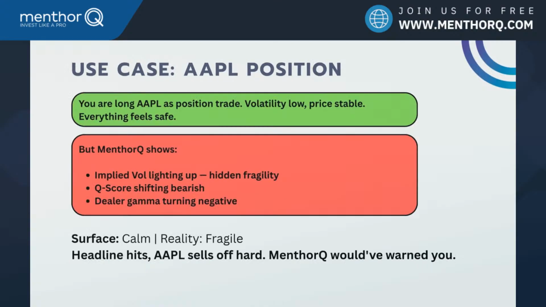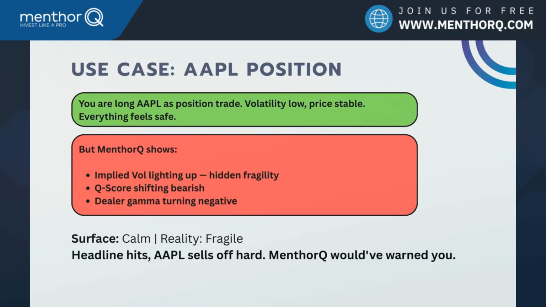So let's go through a very quick example. You are long Apple as a position trade. Volatility is low and everything looks good. Price action is stable and everything feels safe. But then you open up the MenthorQ dashboard, and you see that implied volatility is actually increasing. The Q Score options, as we showed you before, goes from bullish to bearish, and we see big negative positioning, and dealer gamma is turning negative.